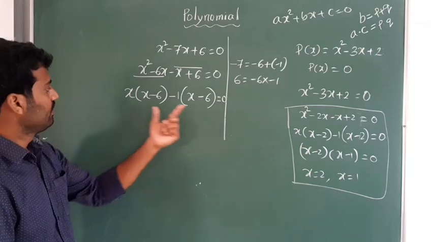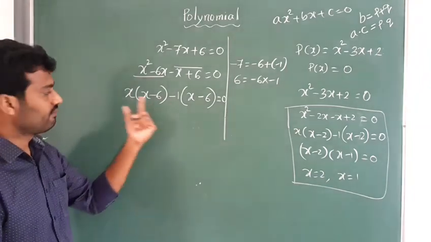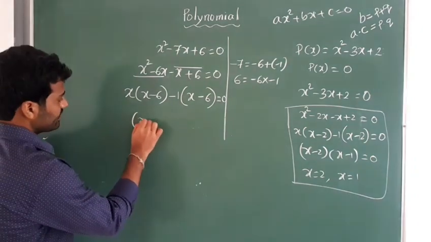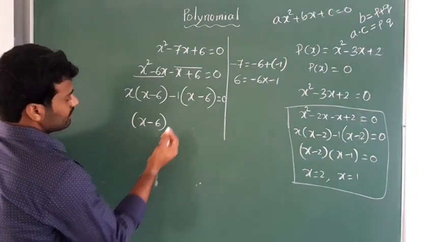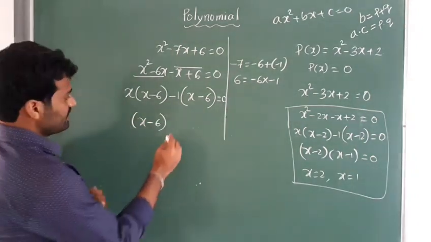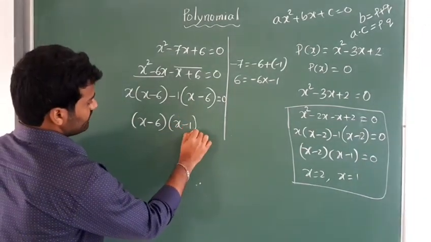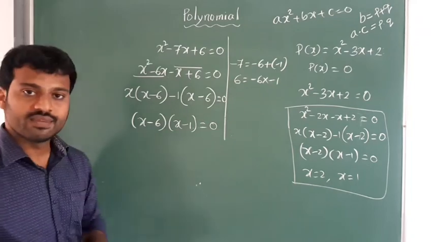Just observe, this is one term, this is one term. From these two terms, x minus 6 is common. So I can take x minus 6 common. So what is the remaining here? x. Here what is the remaining? Minus 1. So x minus 6 into x minus 1 is equal to 0.